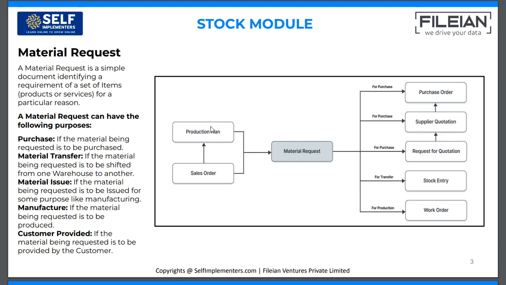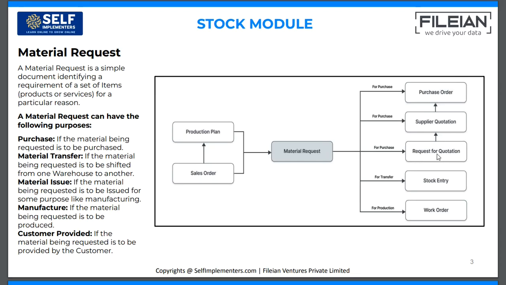Through that we will get a clear picture of the required raw material. If some of the raw material has a shortfall for the production, then we will generate a material request from the production plan for the raw material.